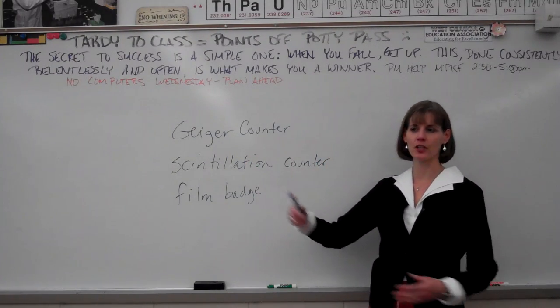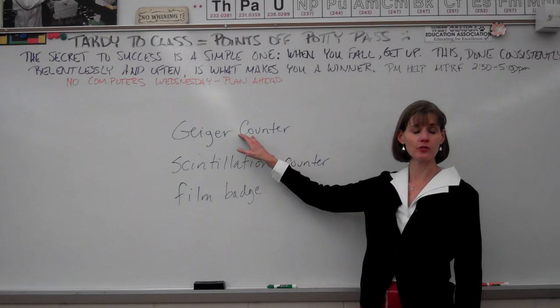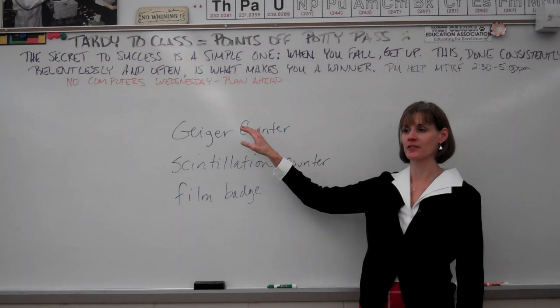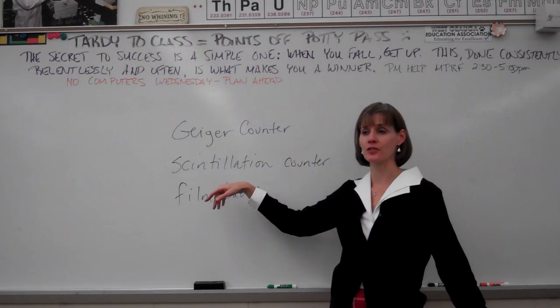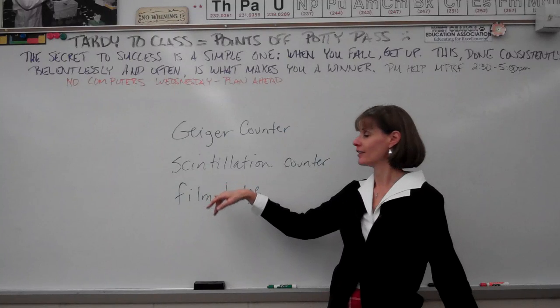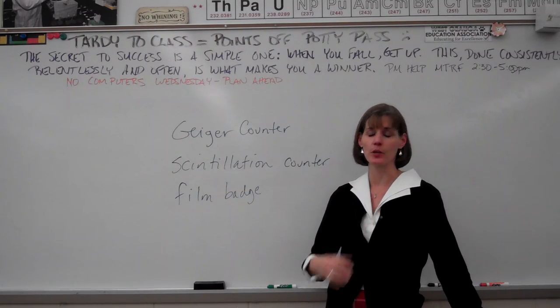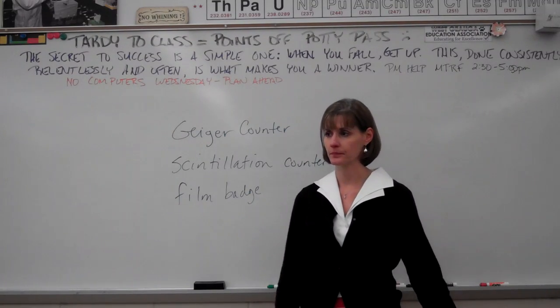I've answered it here. Geiger counters measure electrical impulses from the effects of ionizing radiation on the gas. Scintillation counters measure the electrical impulses from flashes of light. And film badges are actual photographic film that gets exposed, gets a bright spot as the energy hits it.